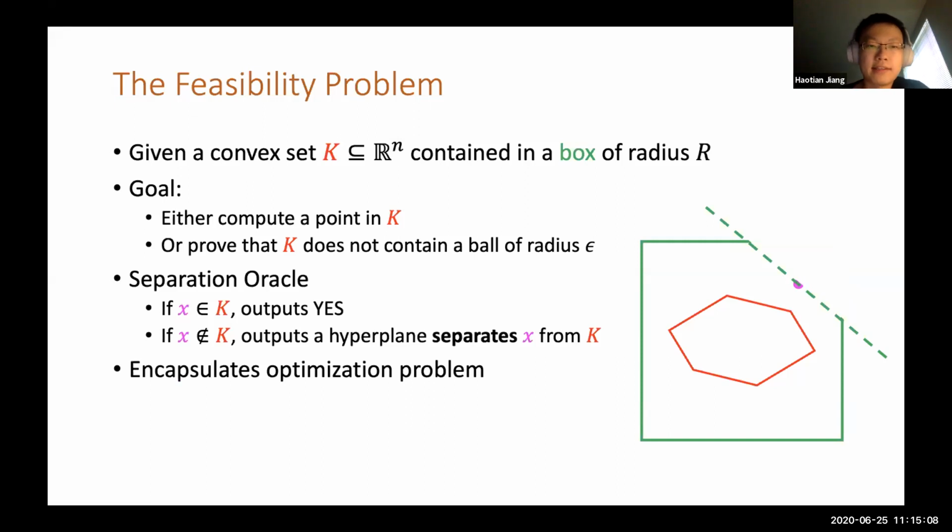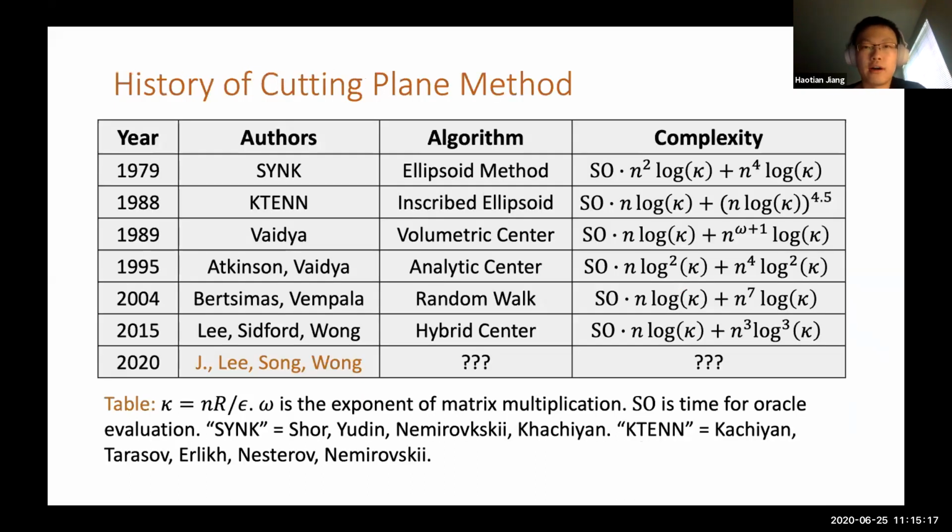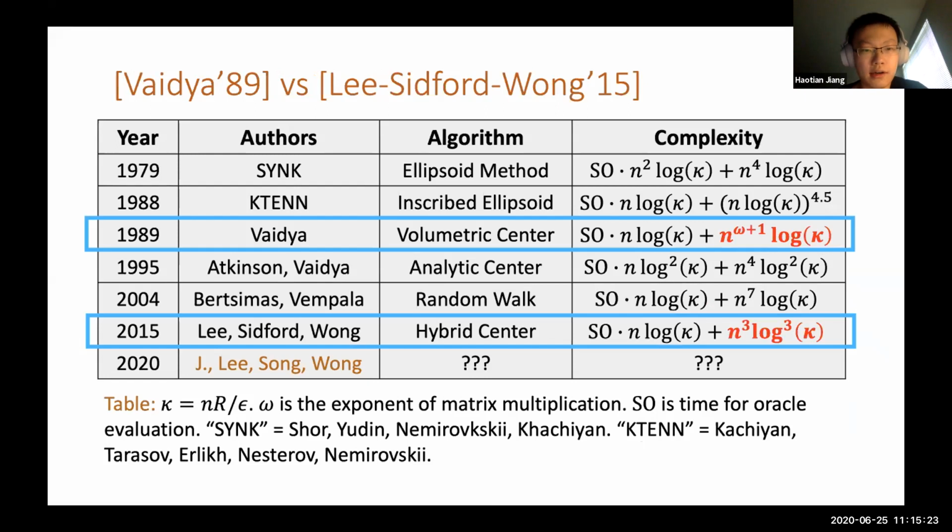In fact, this feasibility problem is general. It also encapsulates convex optimization problems. There's a long history of cutting plane methods. In the interest of time, I'm only going to focus on two of them. These are state-of-the-art results in one way or the other. The first one is by Vaidya in 1989, and the second one is by Lee, Sidford, and Wong in 2015.